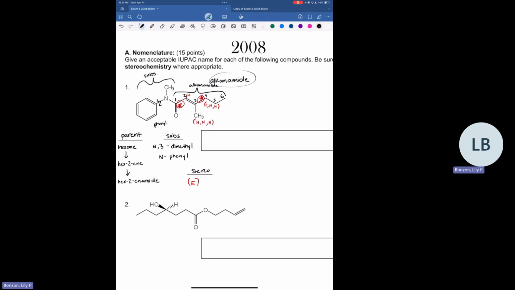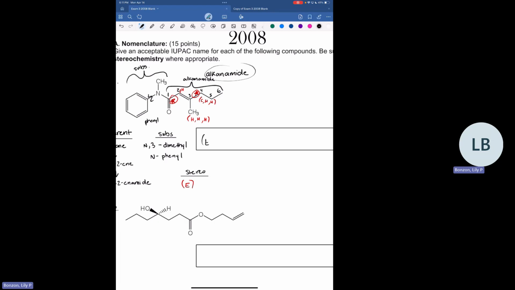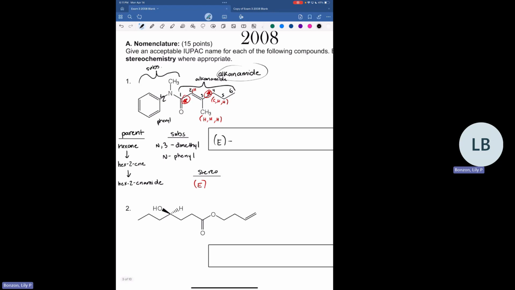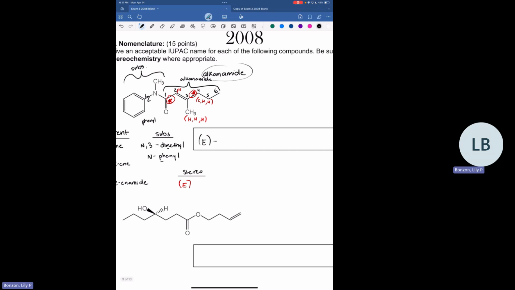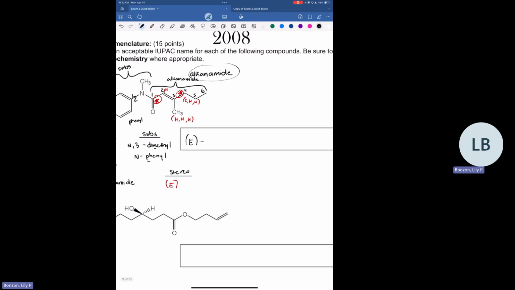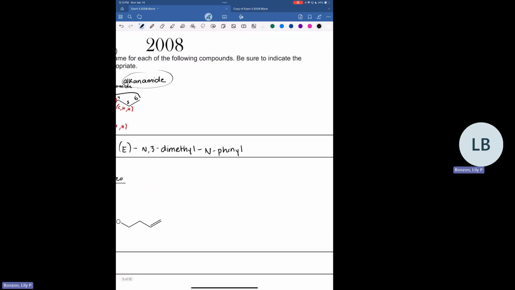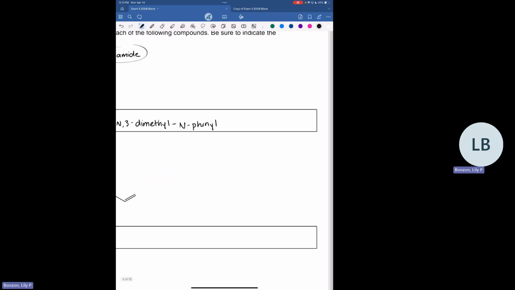And so now we have everything that we need to put it together. So we just put our stereo at the front. We have E, and then again, we always put our substituents in alphabetical priority, not including the number prefixes. So M comes before P. So we are going to have N3-dimethyl and phenyl. And then our parent name was either 2-hexenamide or hex-2-enamide, depending on your preference.